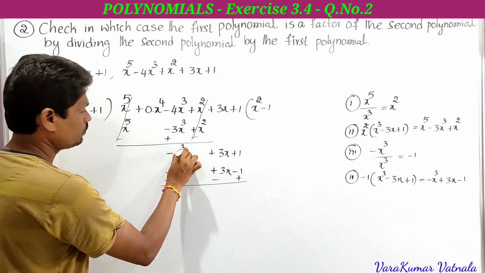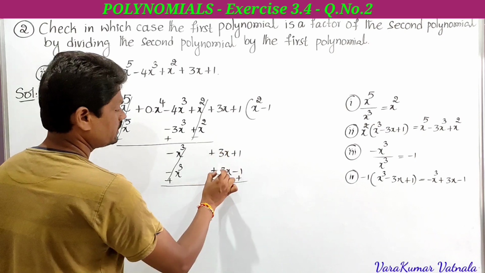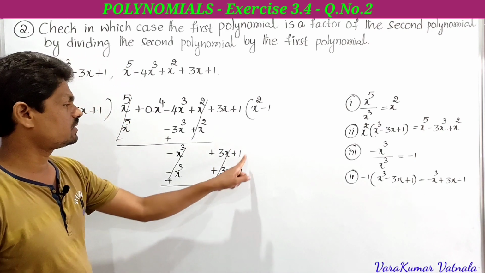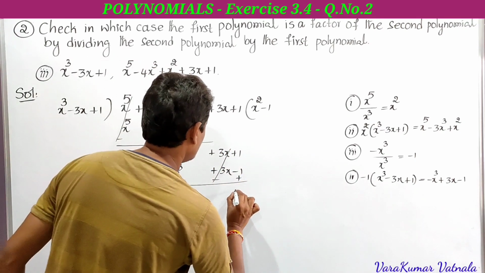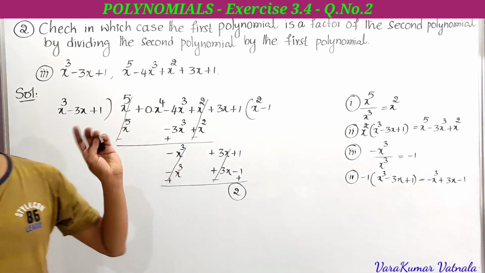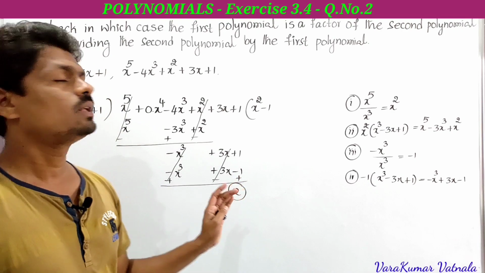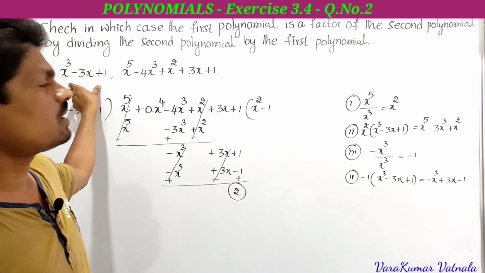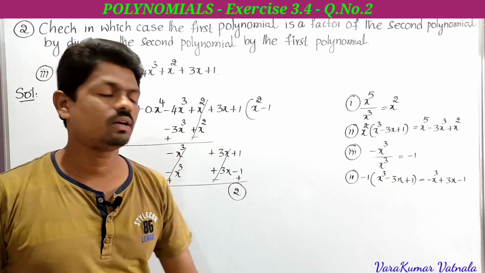So minus x cube plus x cube gets cancelled. Plus 3x minus 3x gets cancelled. But here 1 plus 1 is 2. So we have remainder 2. Since the remainder is not equal to 0, the first polynomial is not a factor of the second polynomial.